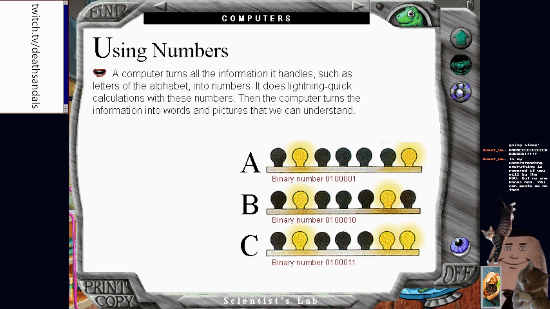"The computer turns all the information it handles, such as letters of the alphabet, into numbers. It does lightning-quick calculations with these numbers. Then the computer turns the information into words and pictures that we can understand."